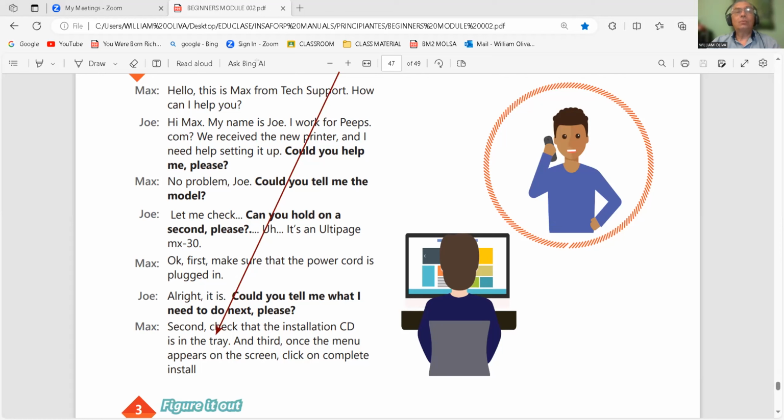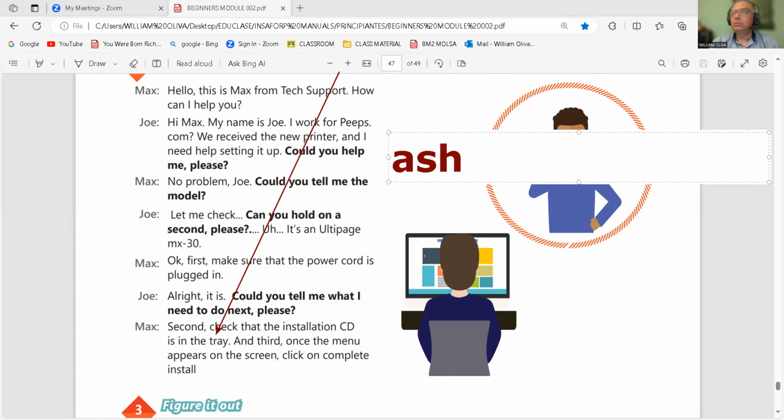There is one interesting word. Ash. What is the meaning of ash? Do you know the meaning of ash? Ash es ceniza. We have ashtray, cenicero. This is un cenicero. That's the meaning of tray.